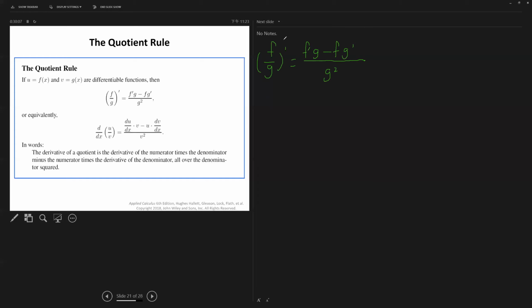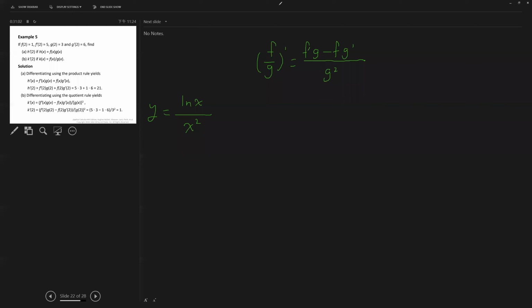Okay, and again, let's look at an example together. Let's say I have y is equal to ln x over x squared. The numerator, that's my f. The denominator, that's my g. Let's find out what f prime and g prime are first. So f prime, ln x, just push the x down to the denominator, we have 1 over x. And g prime, the power rule, bring the 2 down, subtract the power of x by 1, which is just 1 now. Okay, so we have f, g, f prime, and g prime. Now we're ready.